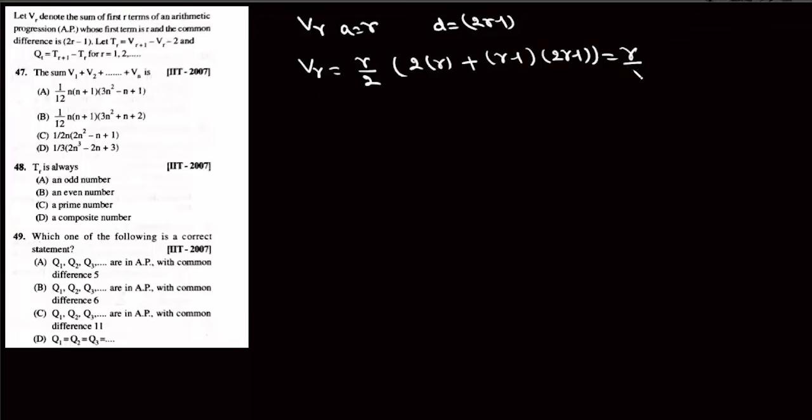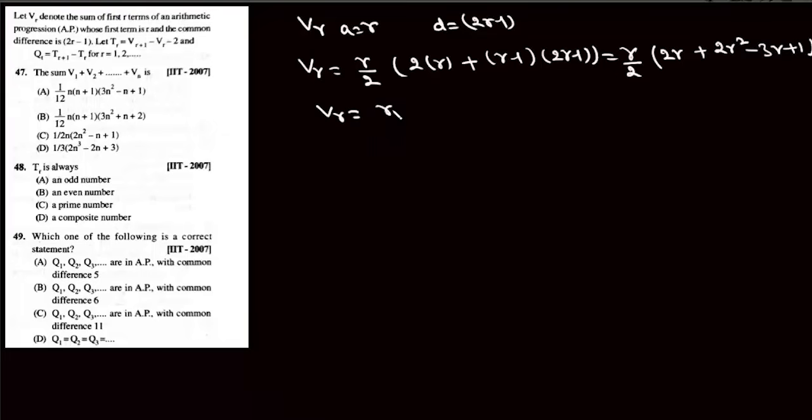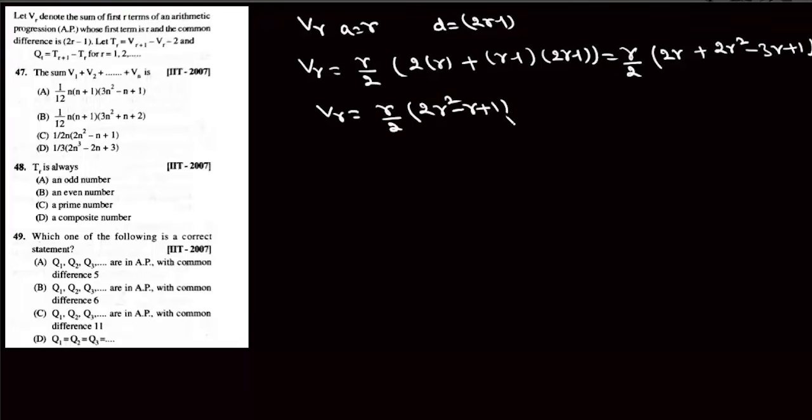So it'll be R by 2, and this is 2R plus 2R square minus 3R plus 1. So this V_R will be basically R by 2 (2R square minus R plus 1). Or we can write it as (2R cube minus R square plus R) divided by 2. The first question is, we need to find the sum of V_R when R varies from 1 to n.